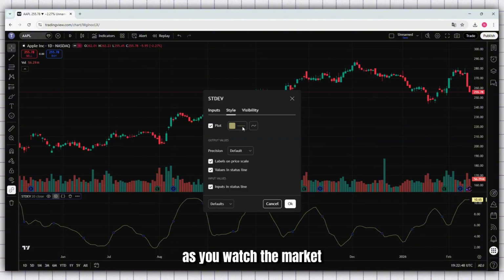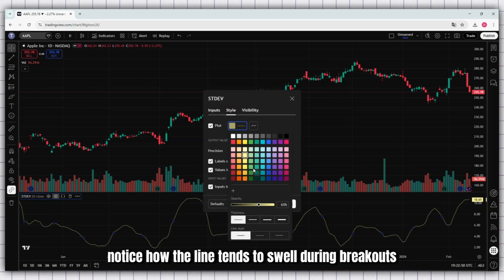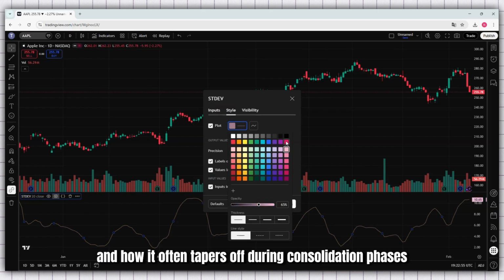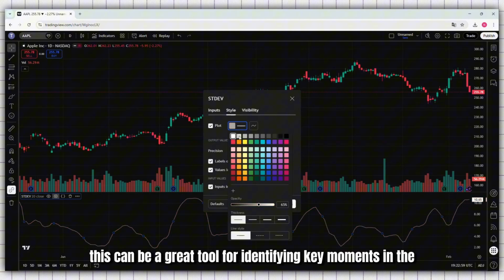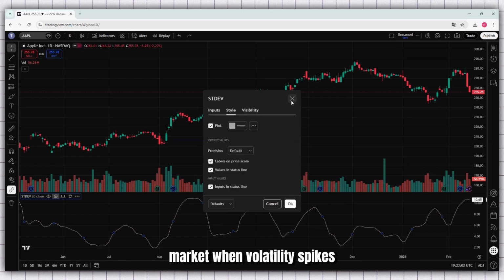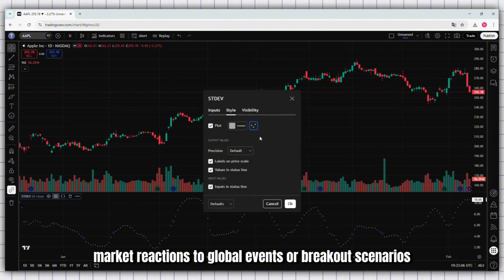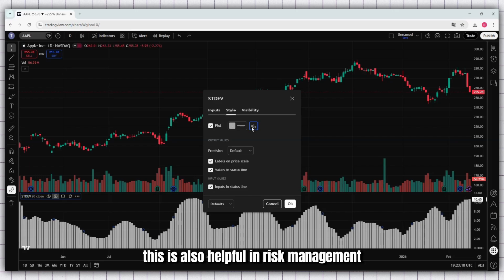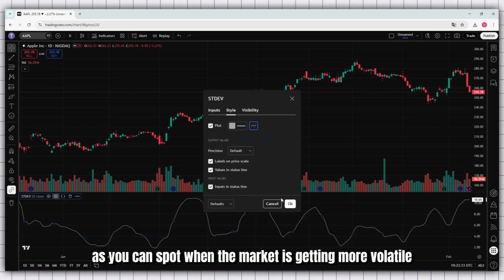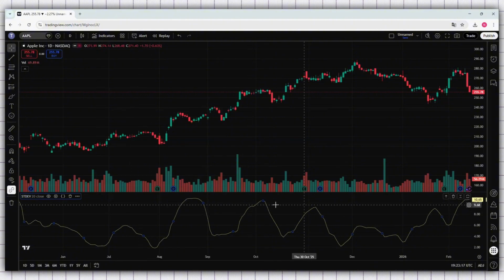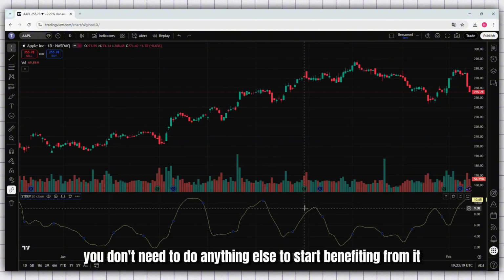As you watch the market, notice how the line tends to swell during breakouts, earnings reactions, or major news, and how it often tapers off during consolidation phases. This can be a great tool for identifying key moments in the market when volatility spikes, such as during earnings season, market reactions to global events, or breakout scenarios. This is also helpful in risk management, as you can spot when the market is getting more volatile and adjust your strategy accordingly. You don't need to do anything else to start benefiting from it.